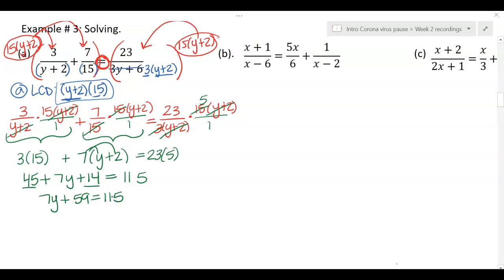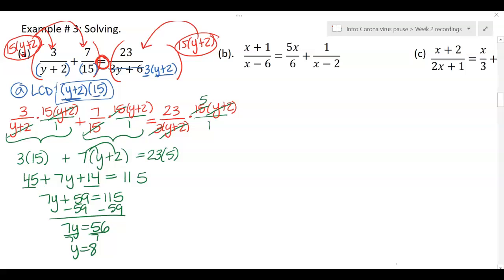I'm going to subtract 59 from 115. I'm actually subtracting 59 from both sides of the equation when I'm doing that. And so here's what I'm doing. I'm subtracting 59. It's giving me 7y equals 56. And when I divide both sides by 7, that gives me y equals 8.